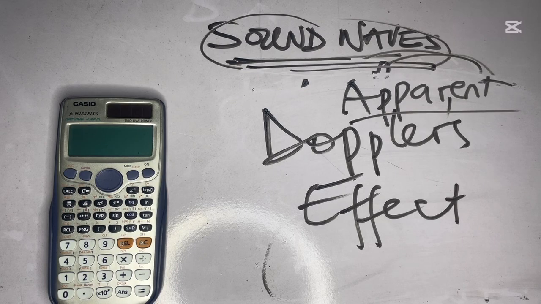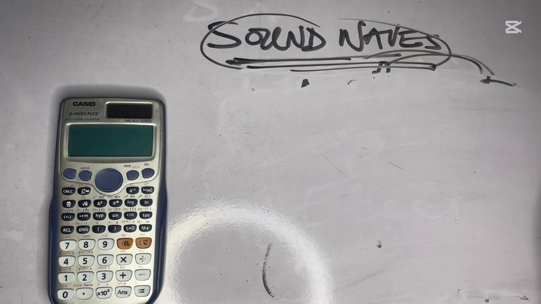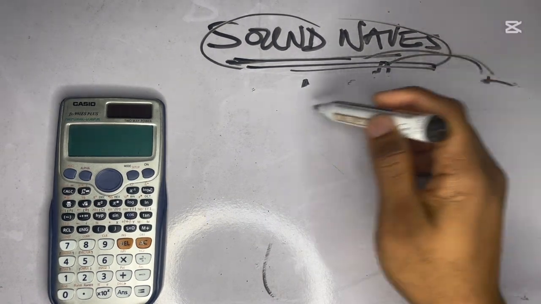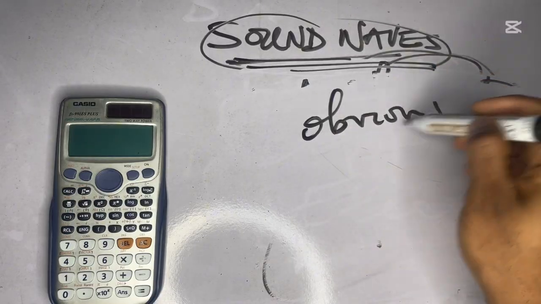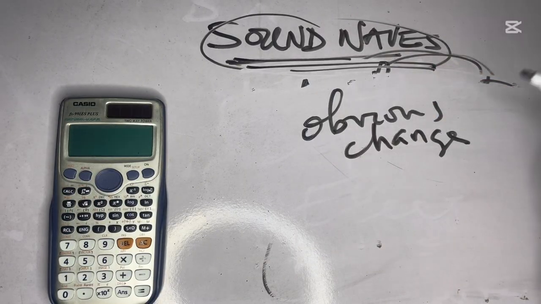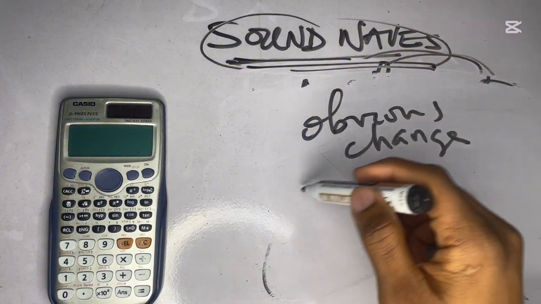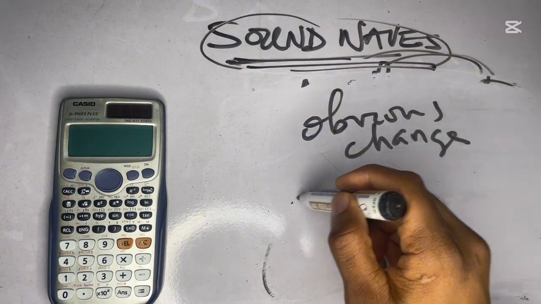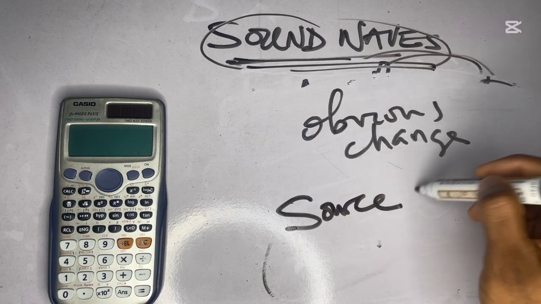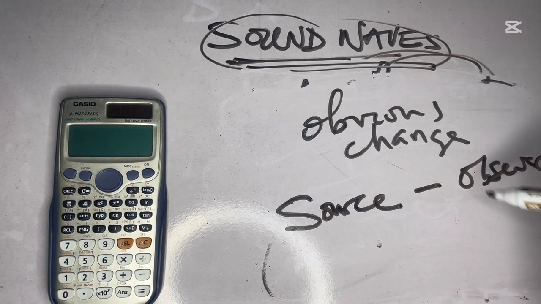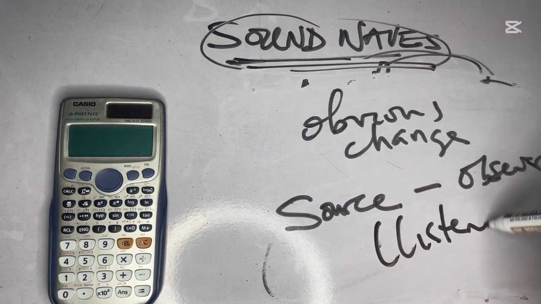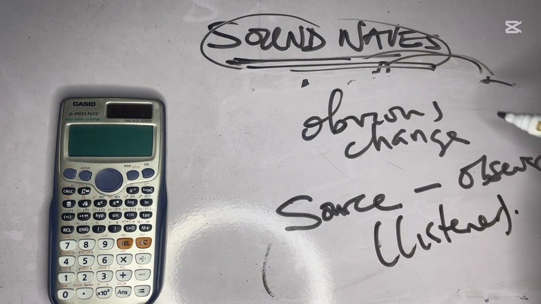So it is the apparent change in the frequency or pitch of sound due to relative motion between the sound source and an observer. When you have an obvious change, you experience a change in the frequency or pitch of sound, due to the relative motion between the source and the observer. The observer is called the listener. So when you are listening to the sound, then the sound changes.